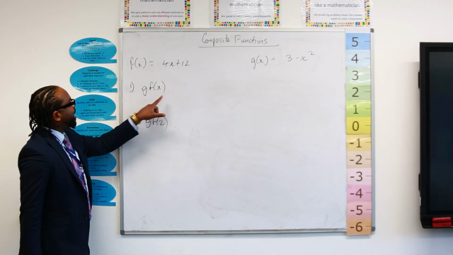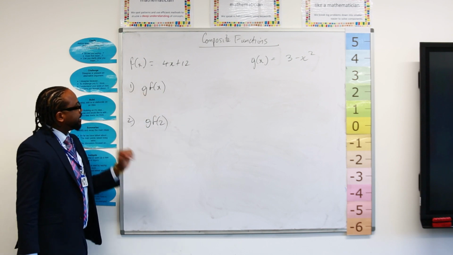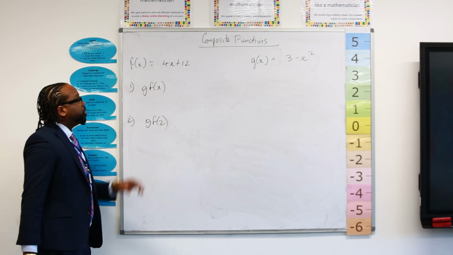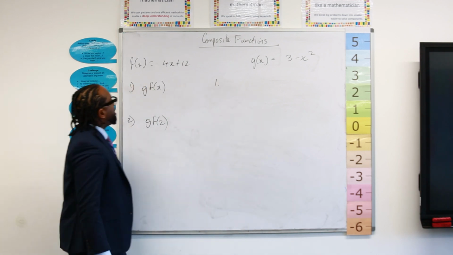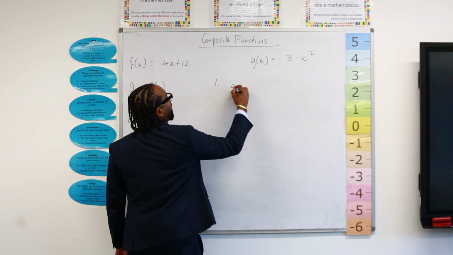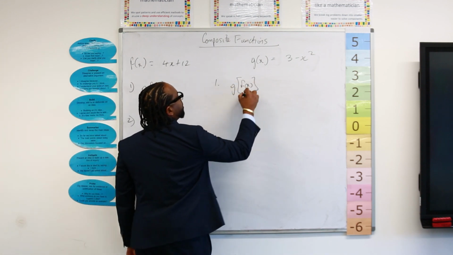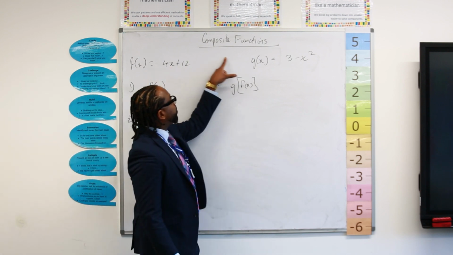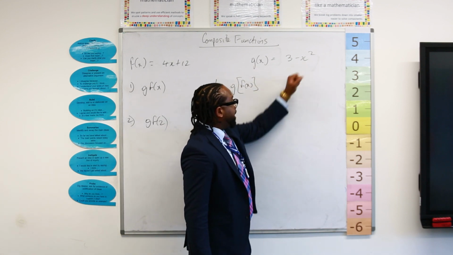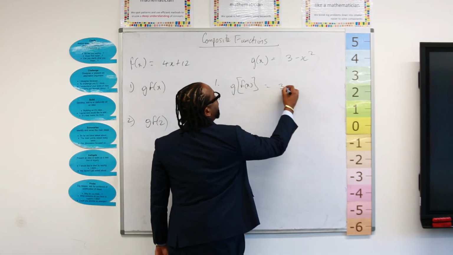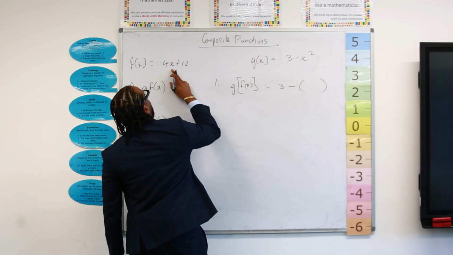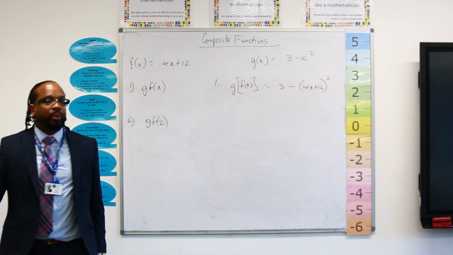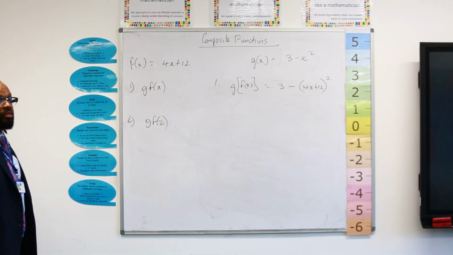It says, firstly, find an expression for gf of x, and secondly, find the actual value for gf of 2. So, part 1. Again, I'm going to write it as g[f of x], and I'm going to put that square bracket to remind me that my entire f function is going to be substituted into that space. So it becomes 3 minus, I'm going to put my bracket, 4x plus 12 all squared.